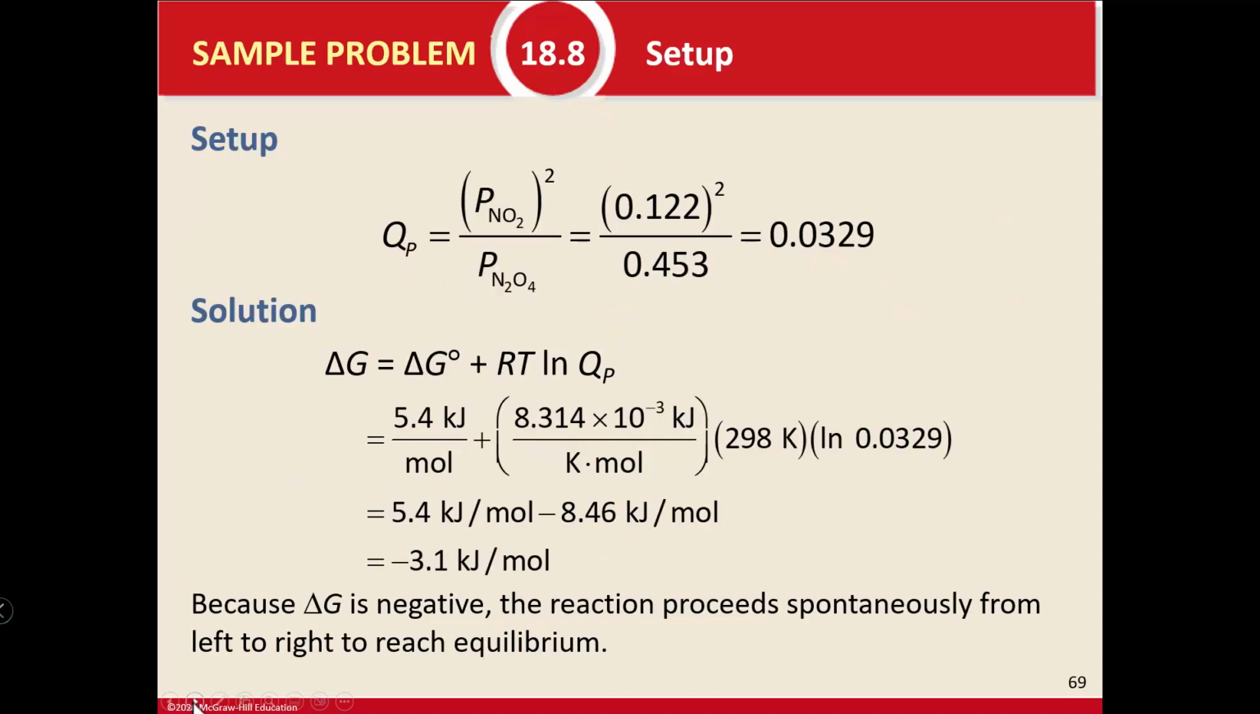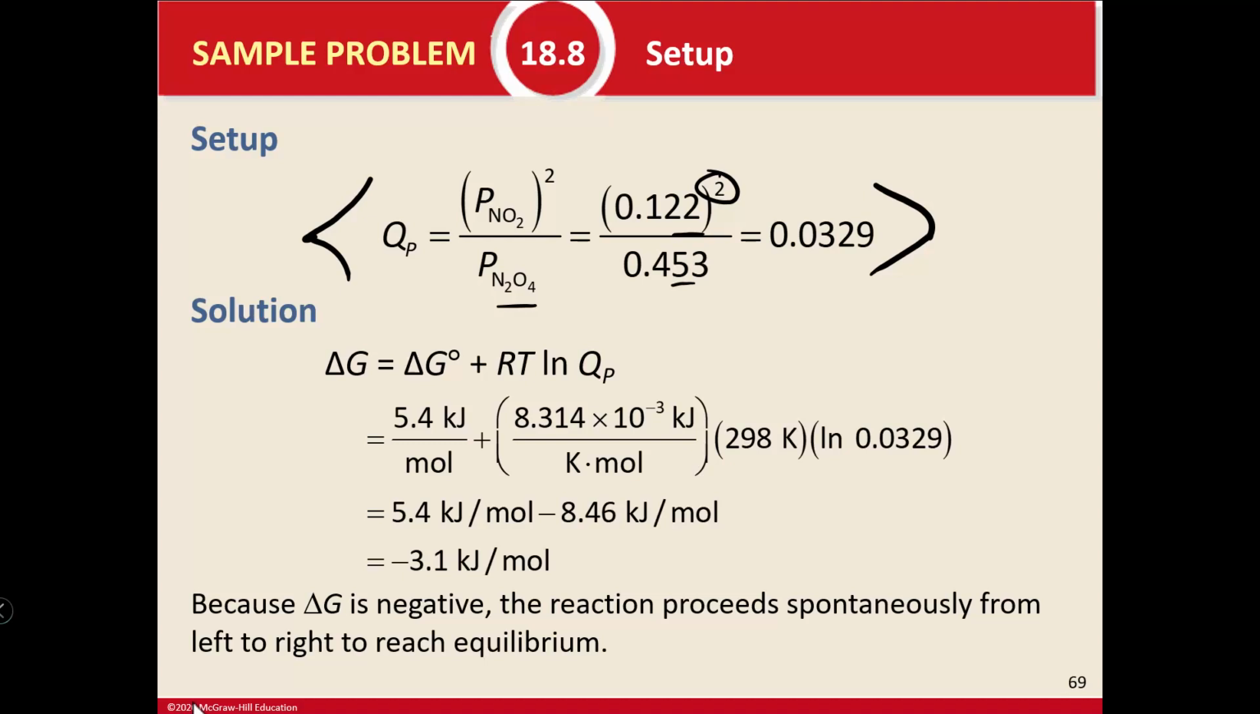All right, so the first thing we're going to do is solve for Q, and Q equals the product over the reactant. And these are the pressures, and there's 2 moles of product formed from 1 mole of the dinitrogen tetroxide, so that's why this is squared. Again, this is stuff we learned in a previous chapter.